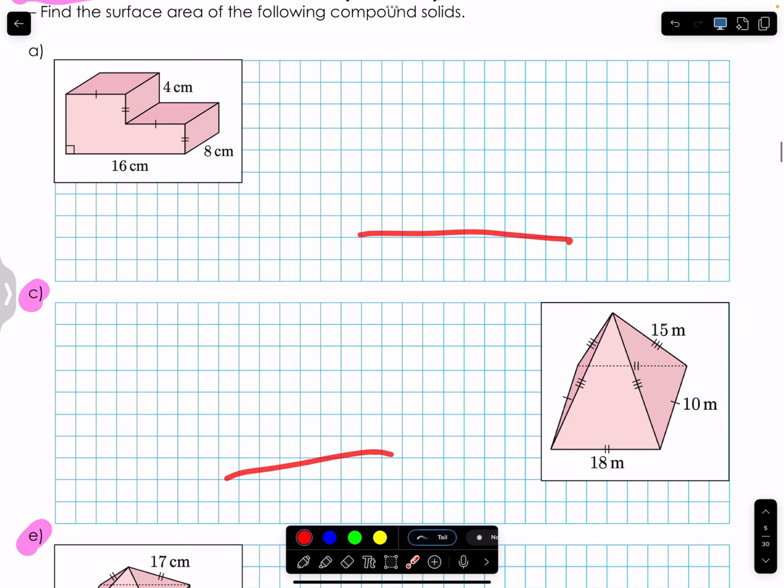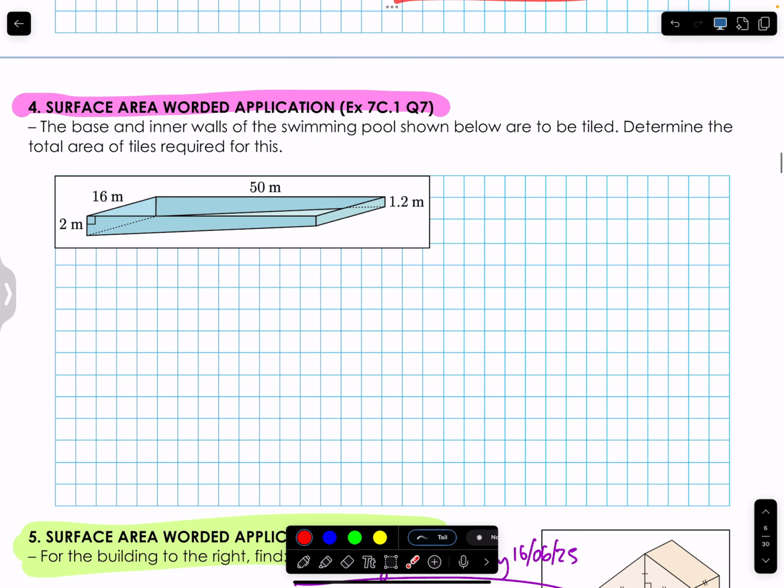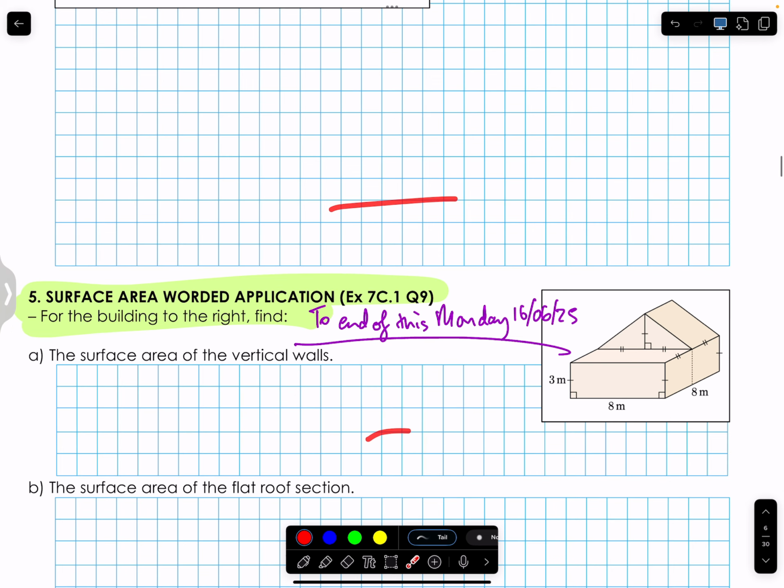This one here, that's a pyramid again. Pyramid with a box underneath. And then the trapezium shape and the house.